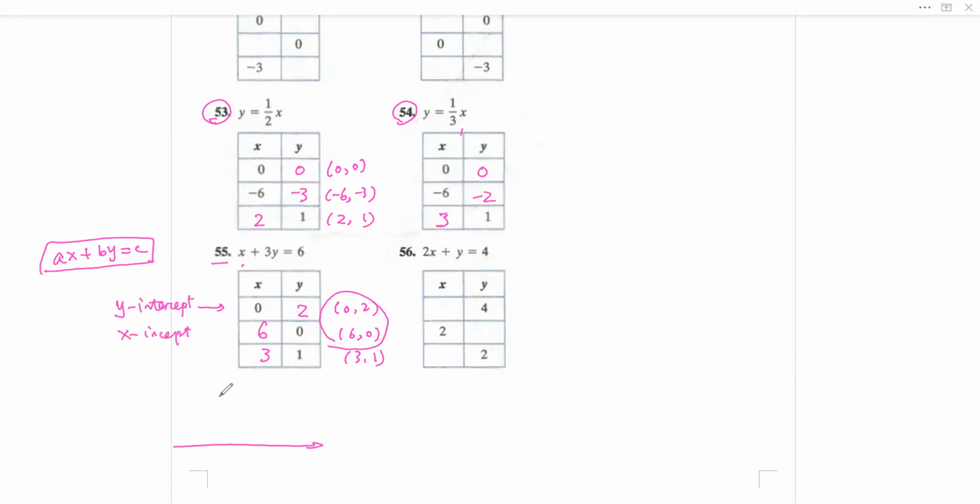So when you graph this one, you can easily find out it passes 0, 2. X is 0, y is 2, so it's here. They pass this dot because 6, 0: 1, 2, 3, 4, 5, 6. So 6, 0. They pass this dot. So you can graph like this. So this is the linear line.